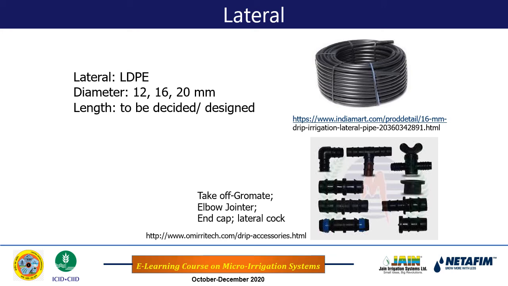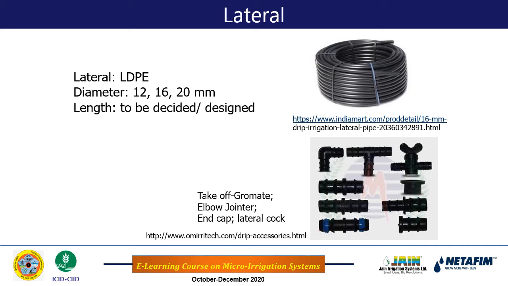And in the market, these laterals are available in outer diameters of 12 millimeter, 16 millimeter, 20 millimeter, or if you have a large field, you can also get a specially designed diameter lateral line. But the length is to be decided, or designed. Lateral length is to be decided in such a way that we get 90 to 95% emission uniformity.